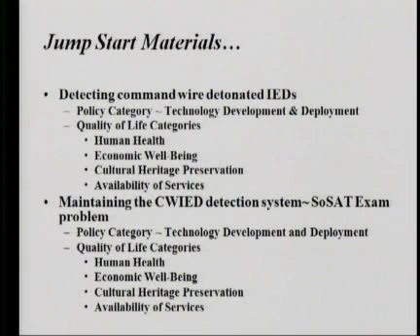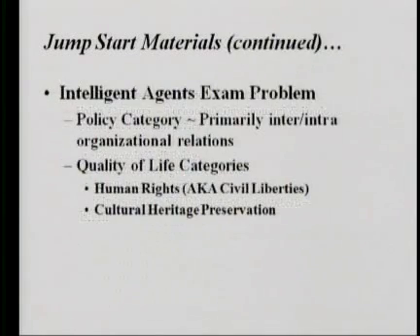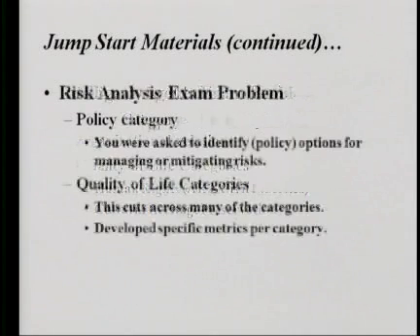Obviously, the policy category there is technology development and deployment. Quality of life categories include human health and all the way through availability of services. And then maintaining that command wire detonated improvised explosive device detection system, that SOSAT example that you were given. Again, that's technology development and deployment, and it impacted those same quality of life categories. In the intelligent agents exam problem you had, the policy category was primarily intra-organizational relations, and the quality of life categories were human rights and cultural heritage preservation.